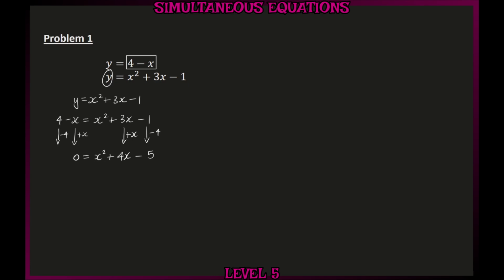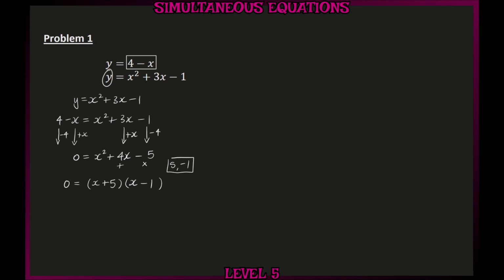We can do this by looking for two numbers that multiply to make minus 5 and add to make 4. Those two numbers are 5 and minus 1, because 5 multiplied by minus 1 is minus 5, and 5 added to minus 1 is 4. So this equation becomes 0 is equal to, and when we factorise, we're going to have two brackets. We're going to have an x at the start of each, because x times x gives us x squared, and our two numbers 5 and minus 1 go at the end of our brackets. So we have x plus 5 and x minus 1.